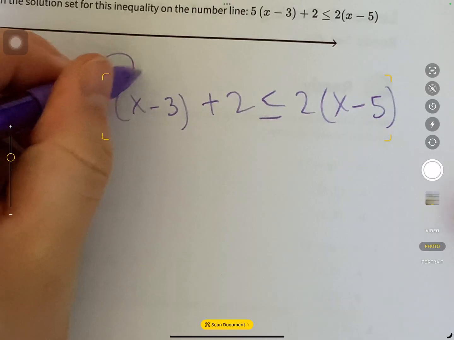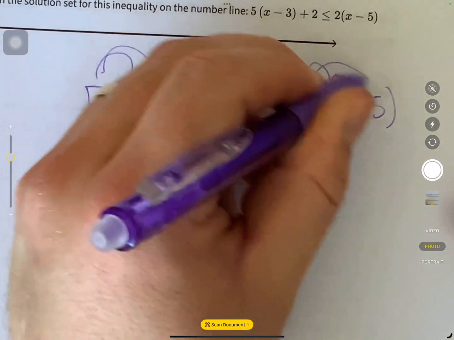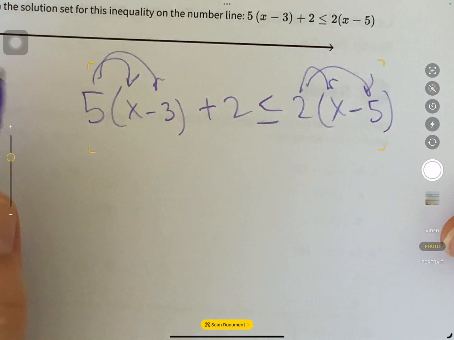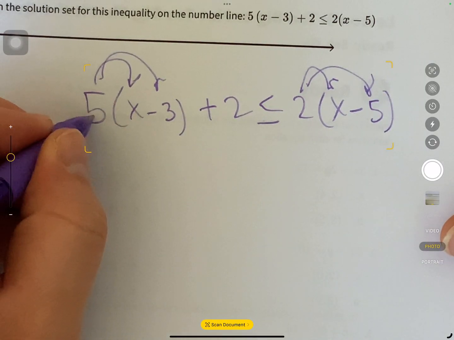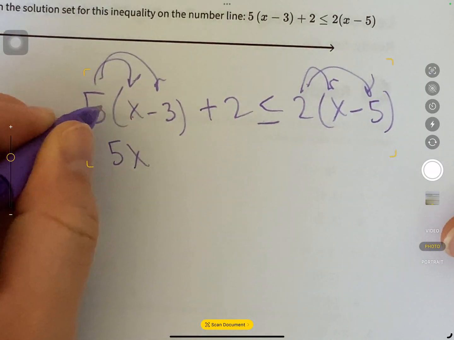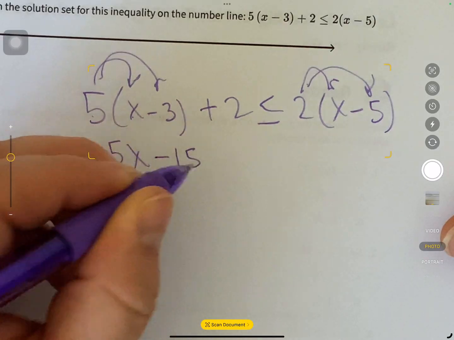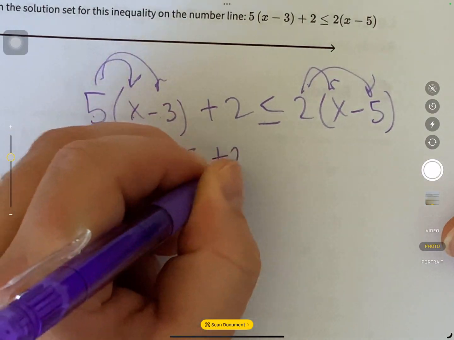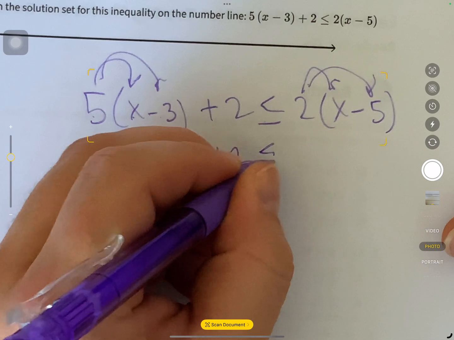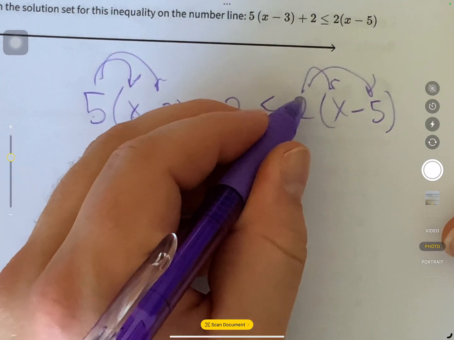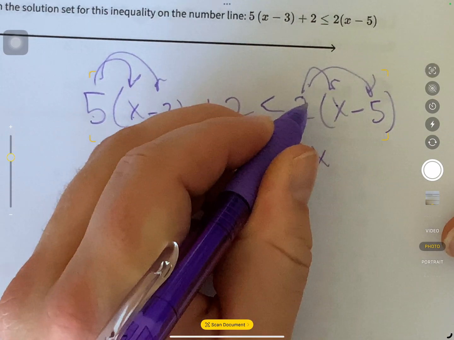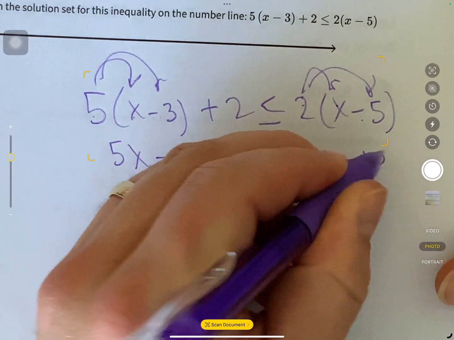We're gonna distribute on both sides. And those things are arrows, and that means multiply. 5 times x is 5x. 5 times negative 3 is negative 15. This plus 2, just bring it down. This is a less than or equal to, bring it down. This is 2 times x, which is 2x. This is 2 times negative 5, which is negative 10.